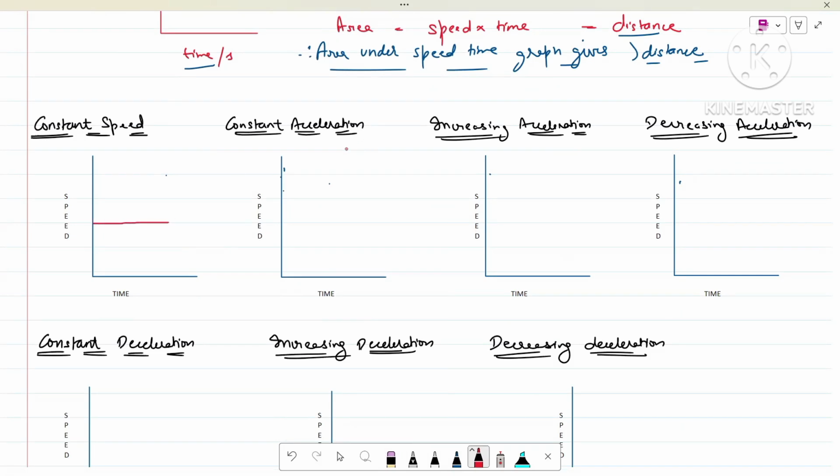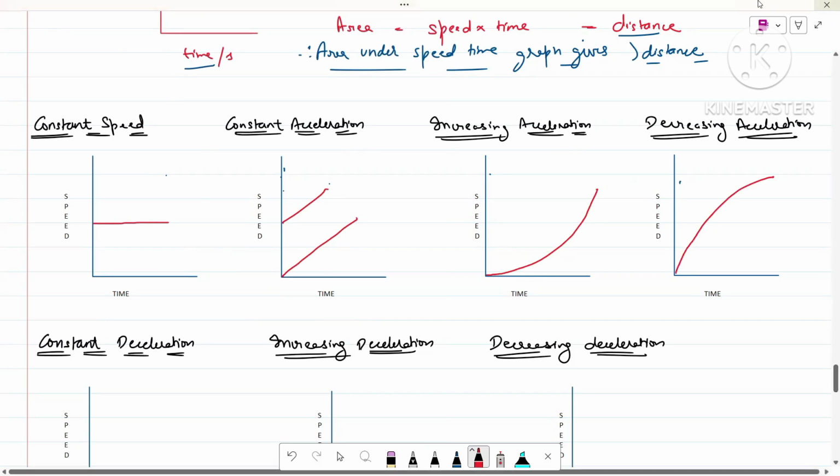Constant acceleration. Acceleration is given as the gradient of the speed time graph. So constant acceleration means gradient is remaining constant. So this will be the graph, this or this. Increasing acceleration means increasing gradient. So increasing gradient means this. With the increase in time, the gradient is increased. So this will be increasing acceleration and this will be decreasing acceleration, as the gradient is decreasing with time.